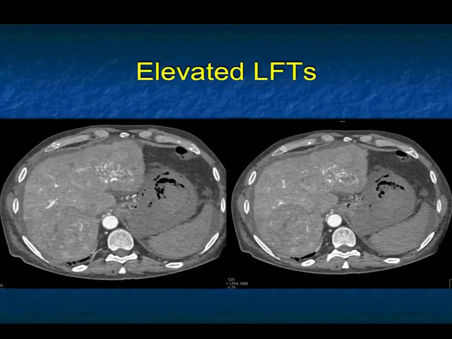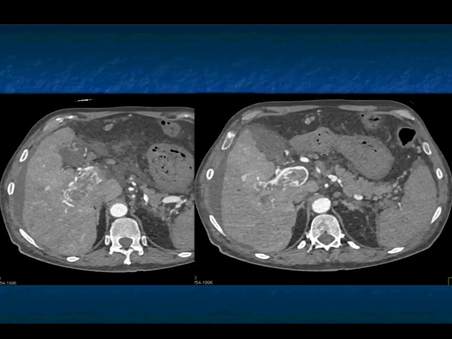Elevated liver functions, you see cirrhosis, you see what looks like a mass in the right lobe of the liver, neovascularity in both right and left lobe of the liver. As you look a little bit more carefully, you can see that the tumor has extended into the portal vein, right? There's portal vein thrombus, neovascularity, cirrhosis, and ascites.